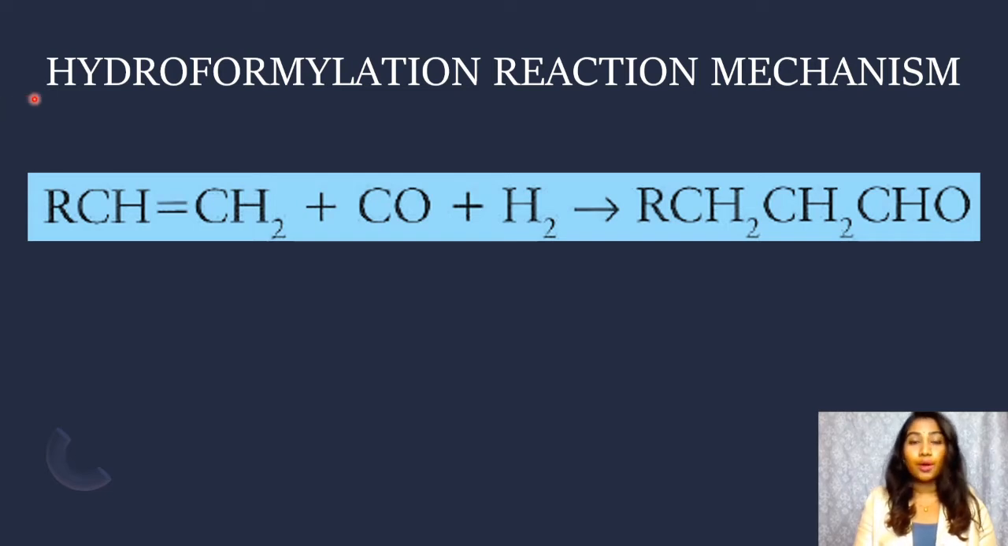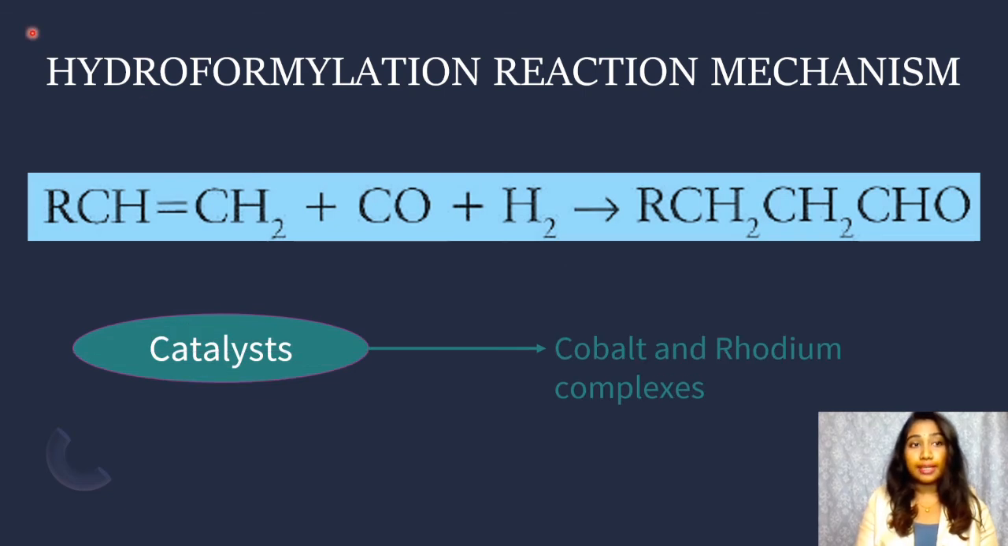In this reaction, what happens is that alkene, carbonyl and hydrogen gas react to form an aldehyde that contains one extra C than the original alkene, where the extra C comes from carbonyl. In this reaction, cobalt and rhodium complexes are used as catalyst.